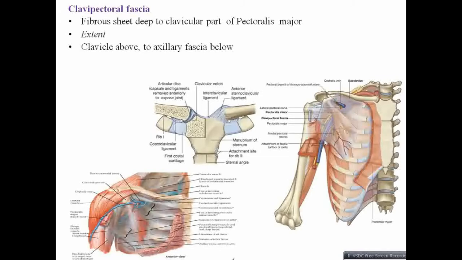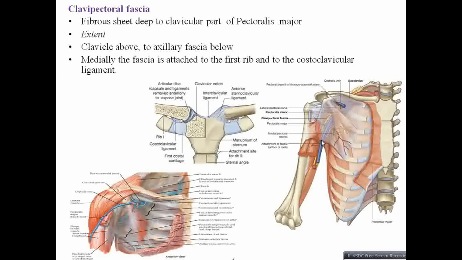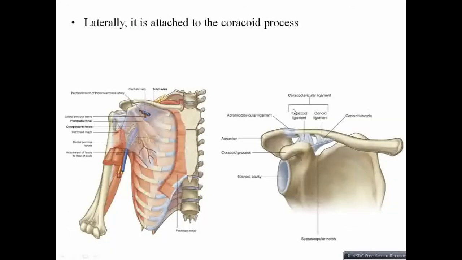Axillary fascia is a fascia that is seen in the axilla. Medially, the fascia is attached to the first rib and to the costoclavicular ligament. Costoclavicular ligament is connecting the first costal cartilage to the clavicle, situated medially. Laterally, it is attached to the coracoid process.